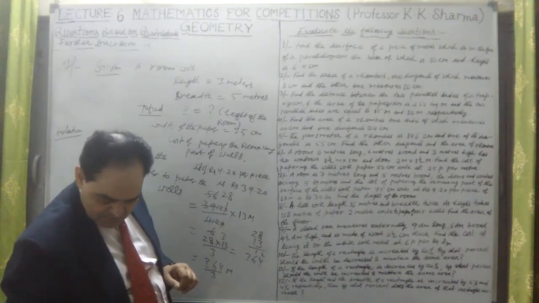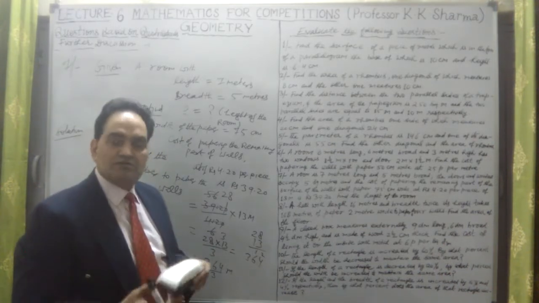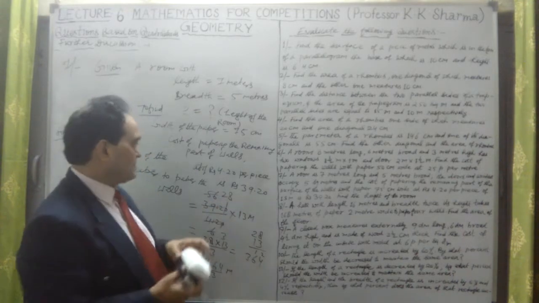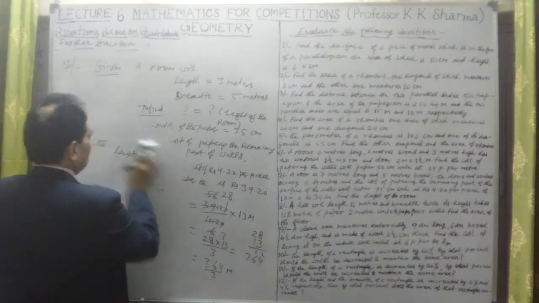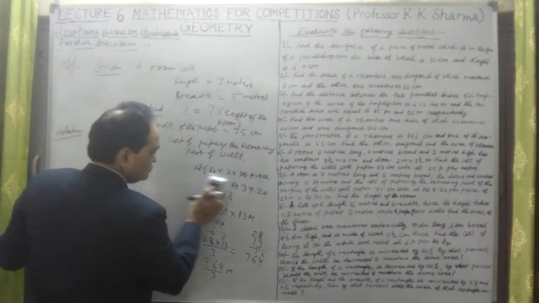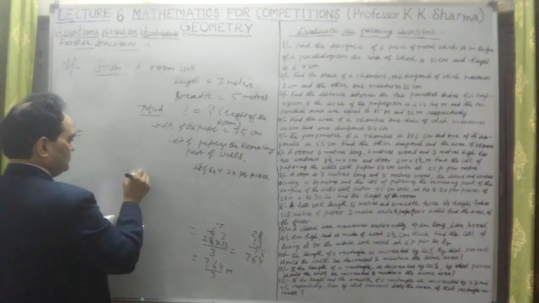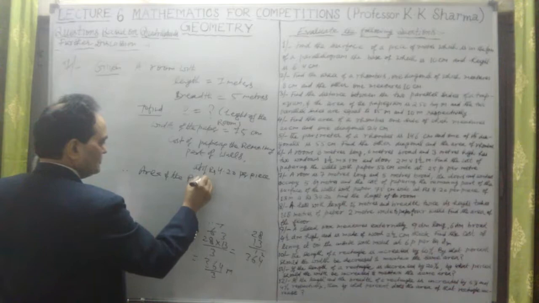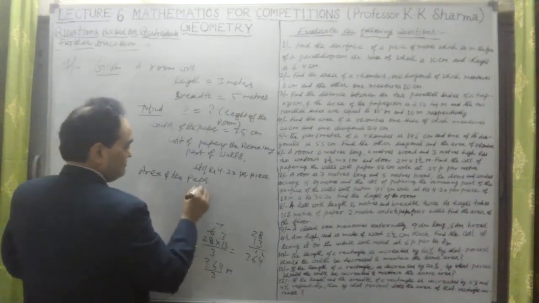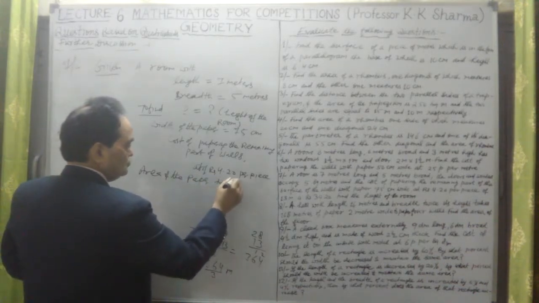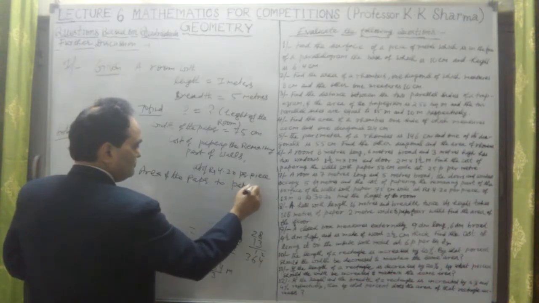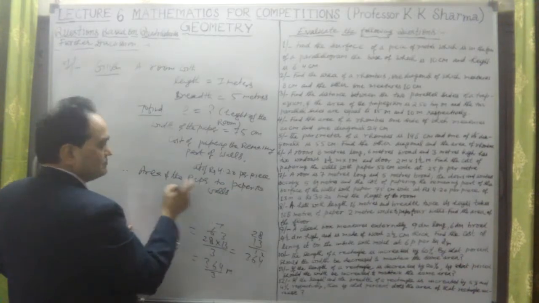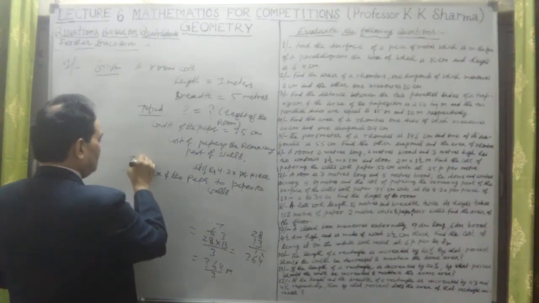Now let us take the next. Now the length is calculated, and the width of the paper is given. We can calculate the area of the total paper. Therefore, the area of the paper to paper the walls, this is the total area of the paper.